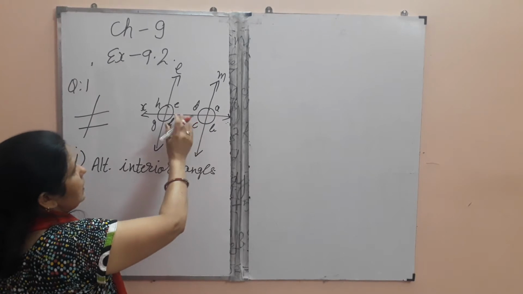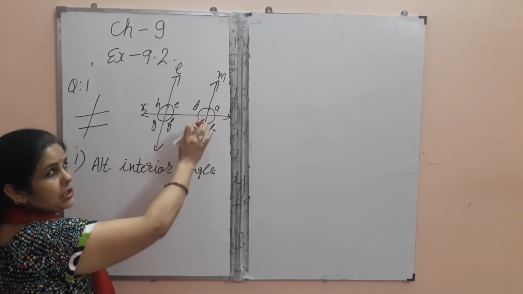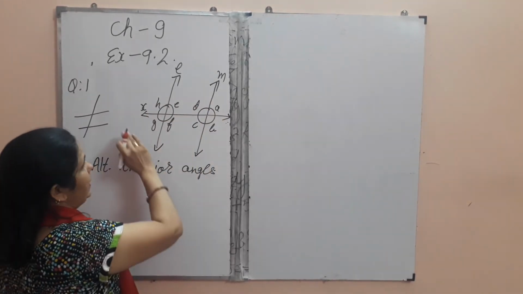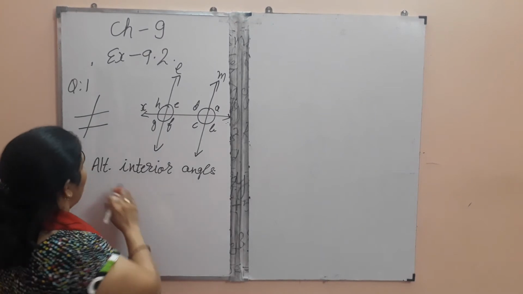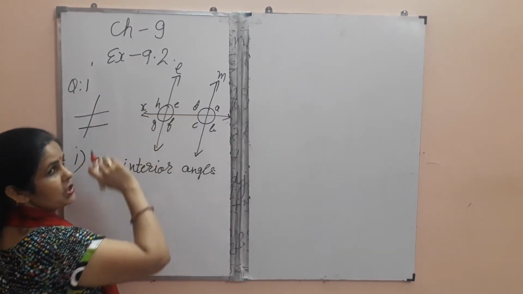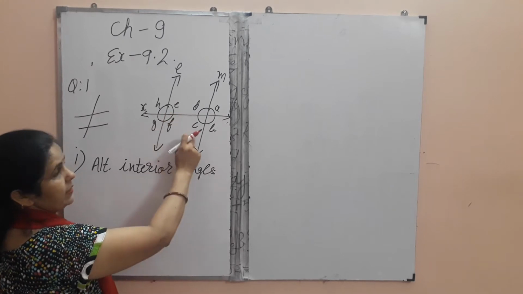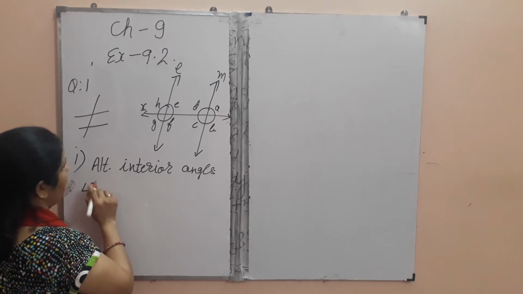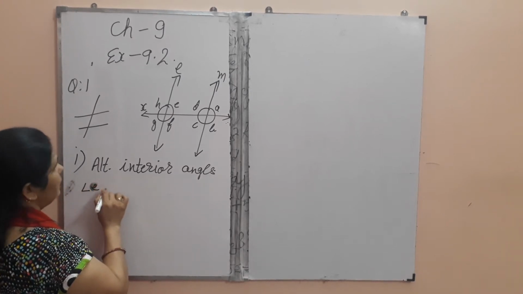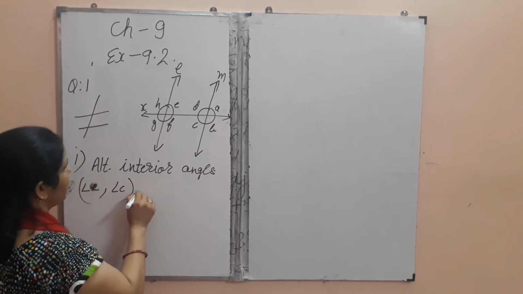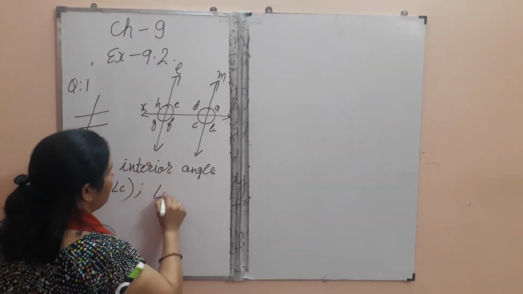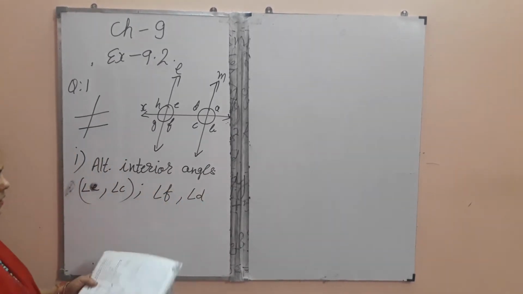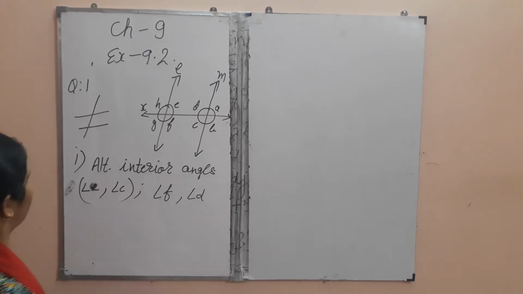These are 2 lines and these 4 angles are interior angles and these 4 angles are exterior angles. These are on one side and these are on the other side. So alternate interior angles should be interior also and they should be on the opposite side. So the first pair is angle A and angle E... angle E and angle C is one pair, and the second is angle F and angle D. Alternate interior angles.